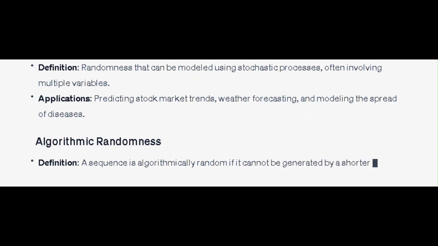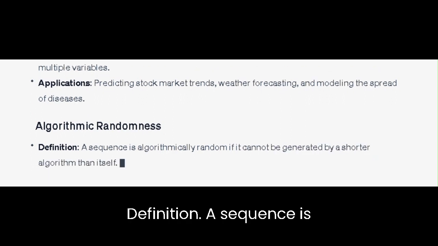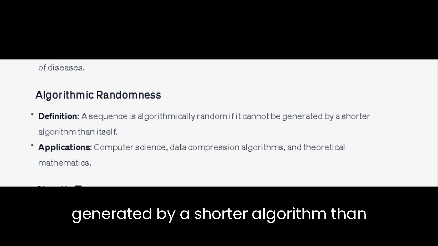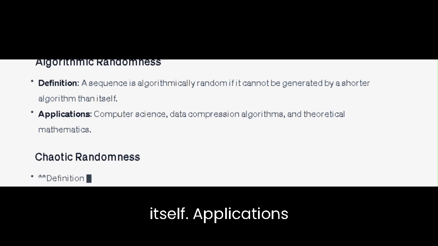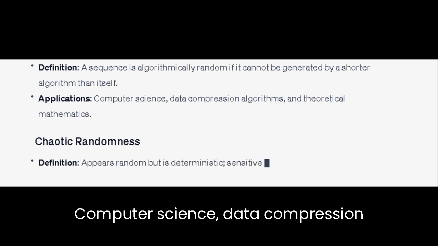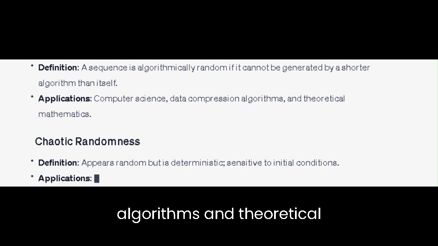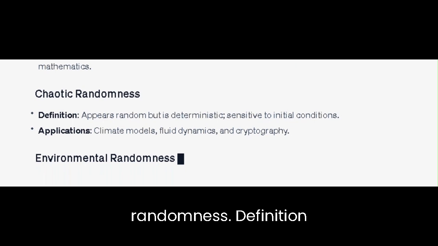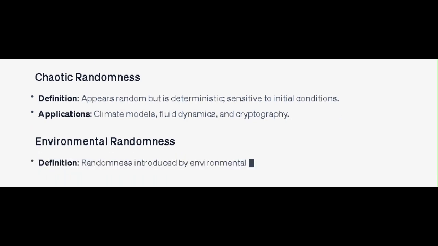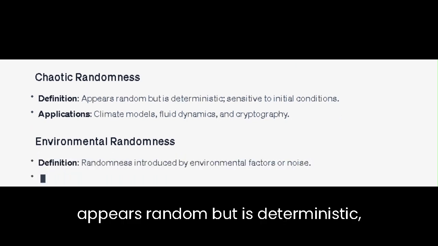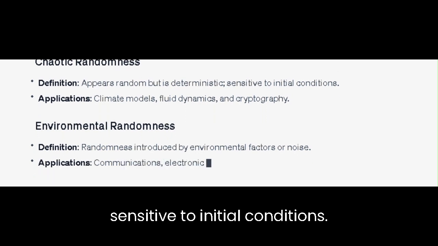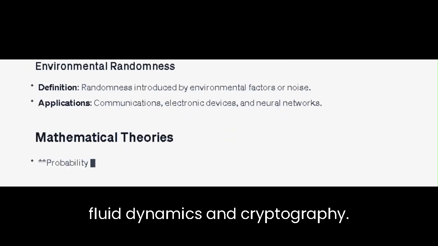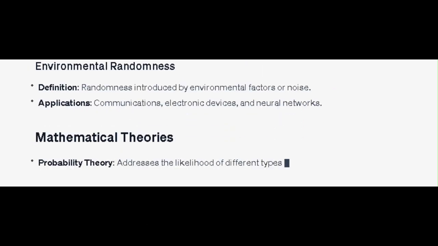Algorithmic randomness. Definition: a sequence is algorithmically random if it cannot be generated by a shorter algorithm than itself. Applications: computer science, data compression algorithms, and theoretical mathematics. Chaotic randomness. Definition: appears random but is deterministic, sensitive to initial conditions. Applications: climate models, fluid dynamics, and cryptography.